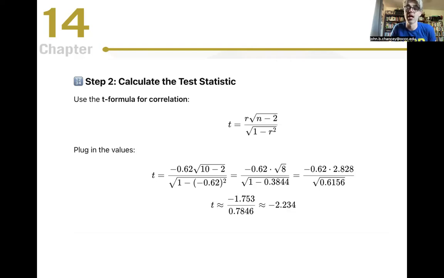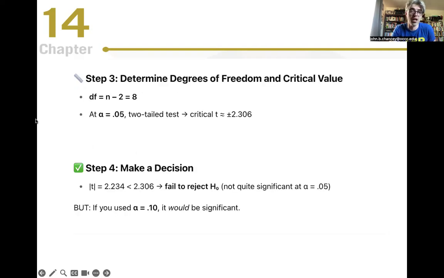So what you do now is consult the t-test table for Pearson's correlation and look up the value. We have a degrees of freedom of 8 because n minus 2. Our alpha level is 0.05, and we're using a two-tailed, non-directional test. You would then find that our critical value is plus or minus 2.306.